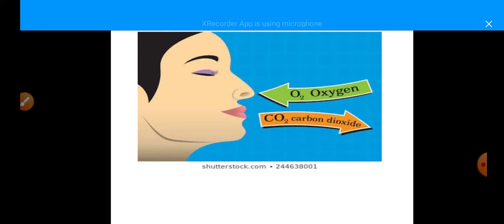Respiration, the way we breathe. All living things breathe. Now in this picture we can see a woman breathing. Human beings breathe in oxygen and they pass out carbon dioxide. We breathe in oxygen and the waste is carbon dioxide.